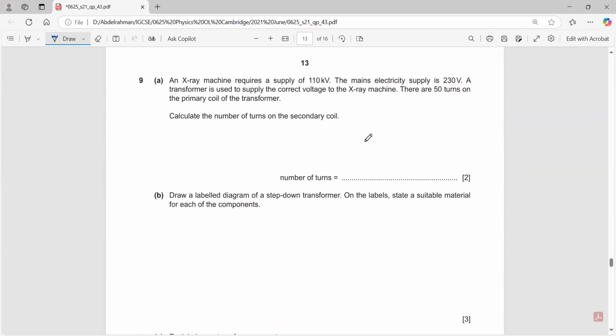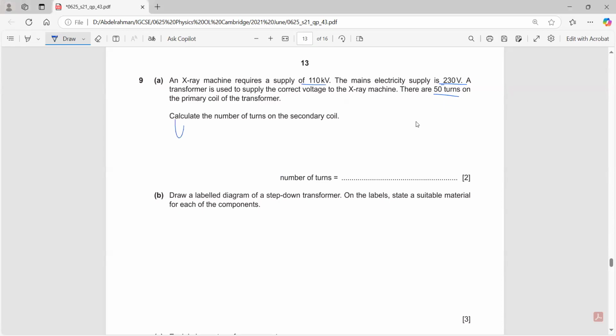Question 9. An X-ray machine requires supply of 110 kilovolts. The main electricity supply is 230. A transformer is used to supply the correct voltage to the X-ray machine. X-ray needs a supply of 110,000 volts. The main supply is only 230 volts, so basically you need to step up this transformer. There are 50 turns on the primary coil. Can I find the number of turns on the secondary coil? Yes, you need to increase the number of turns.